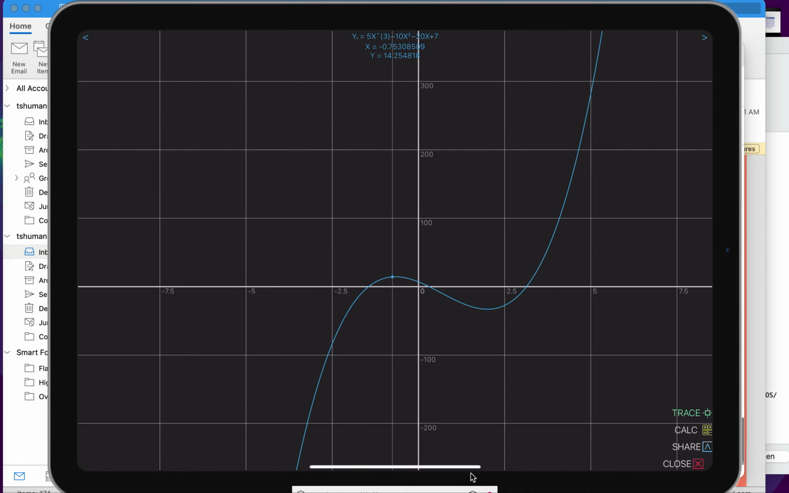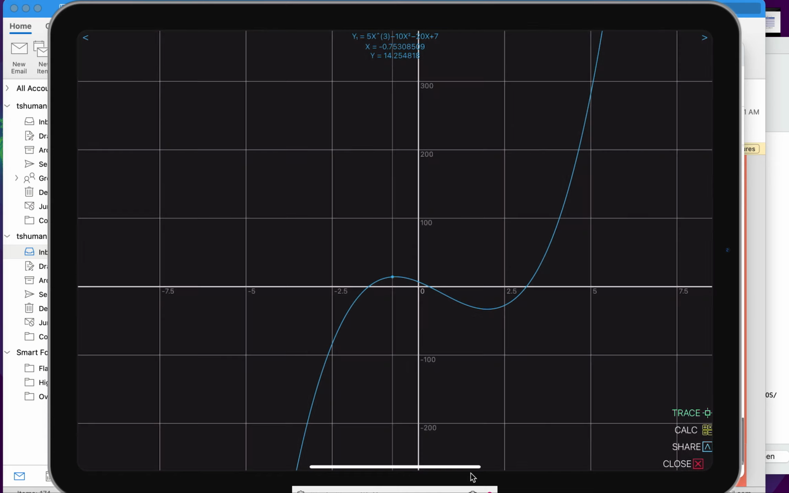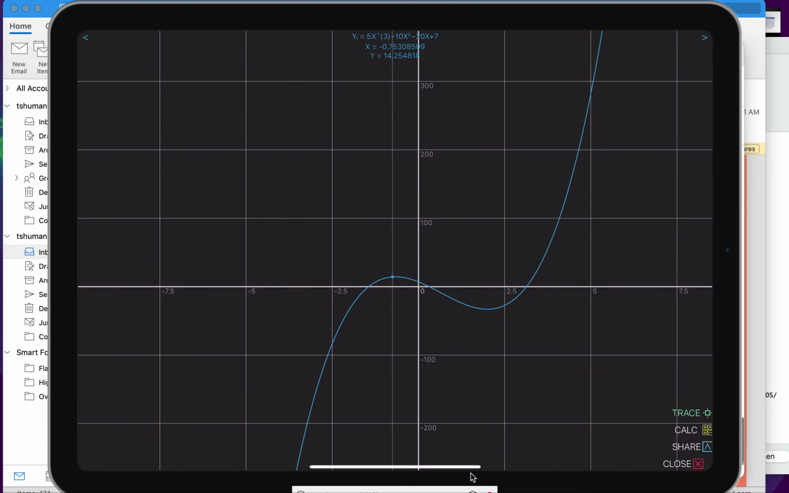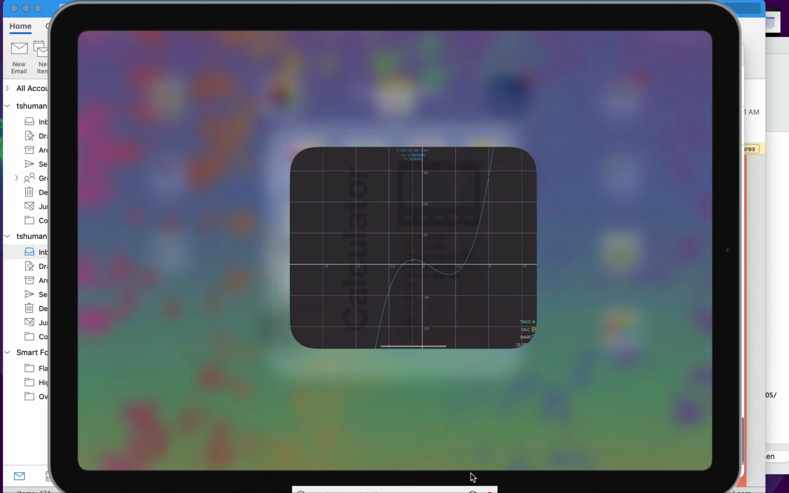So we graph it. You can find the local max and local min. No absolute max because the end behavior goes to infinity as x approaches infinity. And as x approaches negative infinity, f of x approaches negative infinity, so no absolute min either.